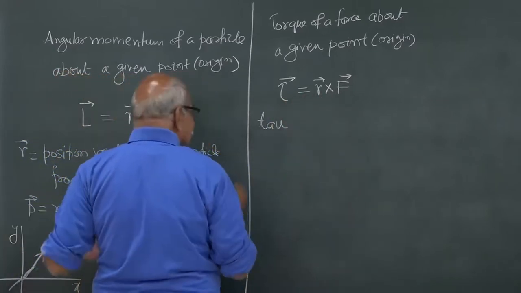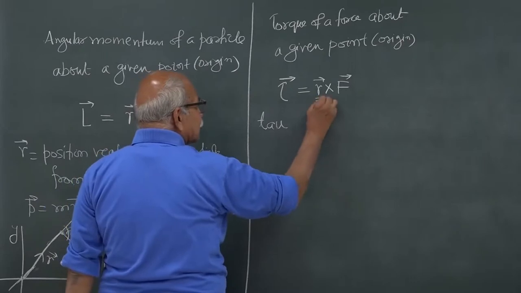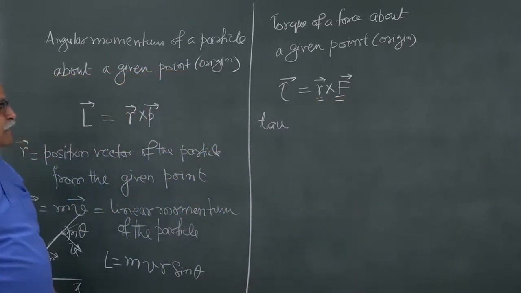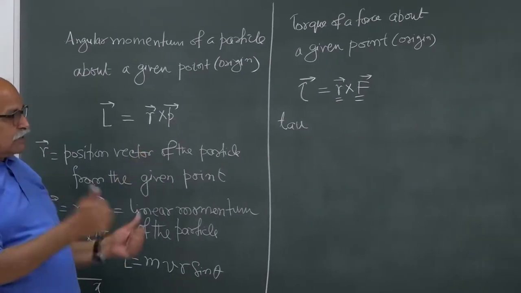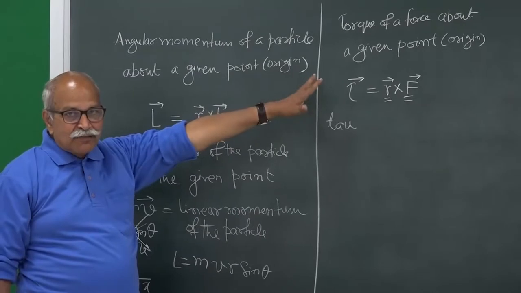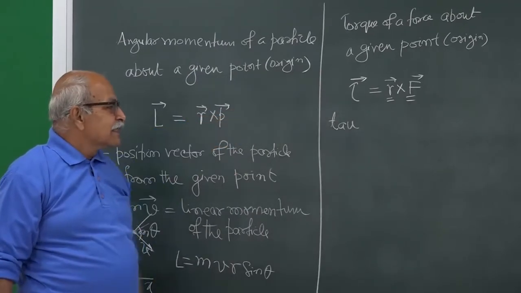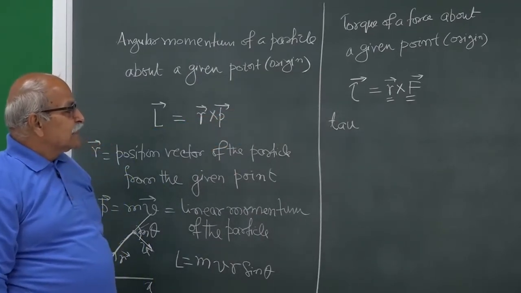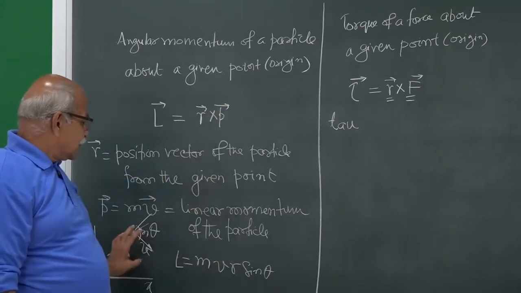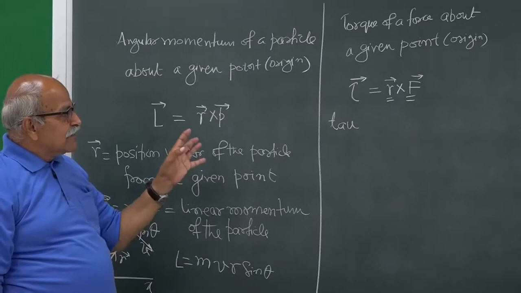Once again, the similar story, it will be perpendicular to this R vector, it will be perpendicular to this F vector, and along that perpendicular, this side or that side will be decided by the rules of a cross product. You know how to get the direction of this cross product, and the magnitude will be once again R into F into sin theta, a similar picture here. So, that we define as torque.